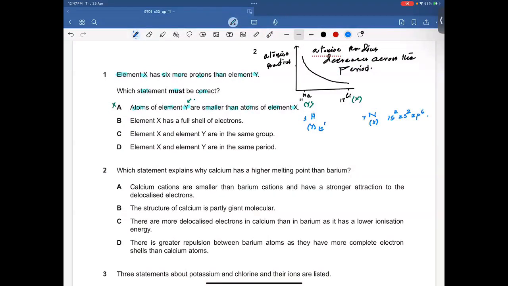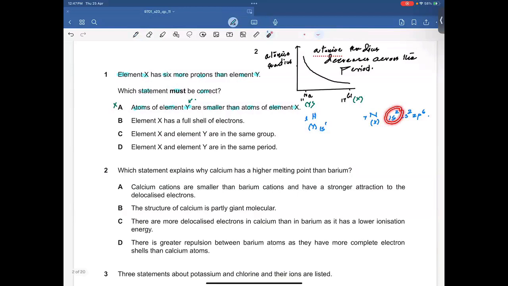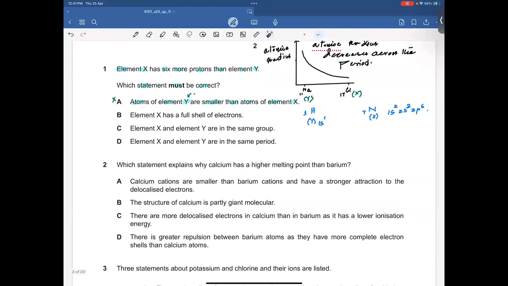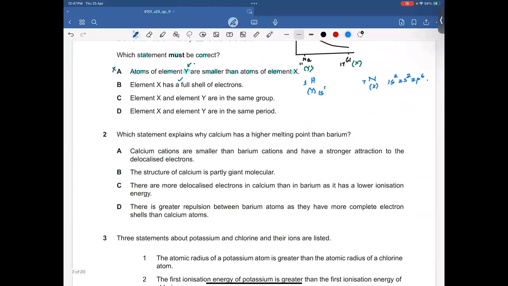Now in this scenario, nitrogen has 1 full shell as compared to hydrogen, right? So element X has 1 full shell as compared to element Y. Seems like it's a right option, because it has a full shell of electrons. So this must be the full shell, right? So this statement is going to be right for every element.